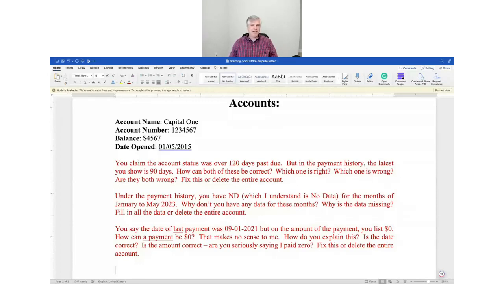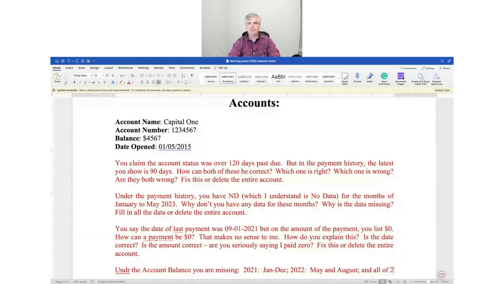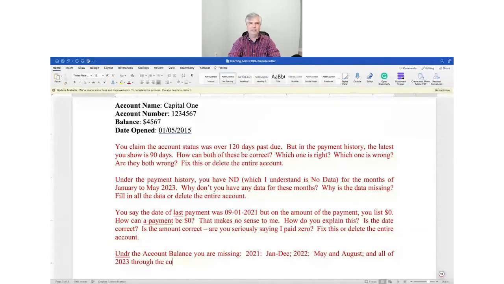Maybe there's a page, page and a half for each account because we're just going through methodically. All right. So again, think about like an Equifax report. We say under the account balance, you are missing, we might say, 2021, January to December 2022, May and August, and all of 2023 through the current date.